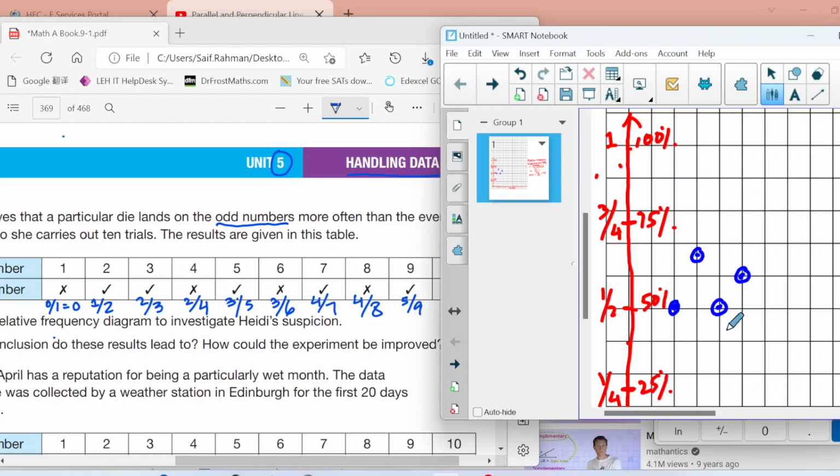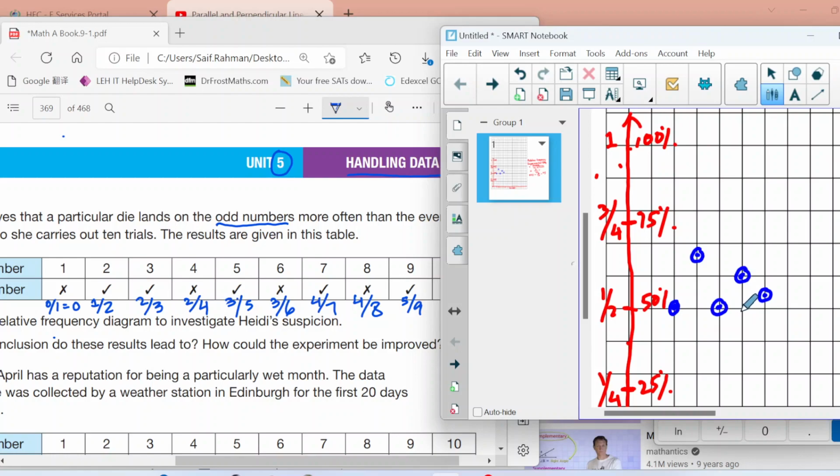So 4 out of 7 is more than 50%, right? 50% would be 3.5 out of 7. So 4 out of 7 is between 50 and 60, more than 50 and less than 60. So it would be somewhere here, the next trial.